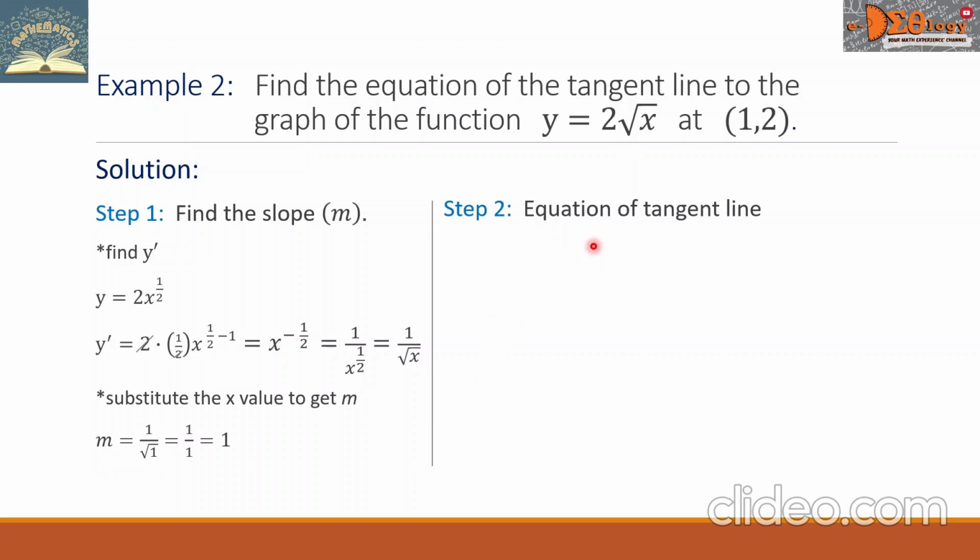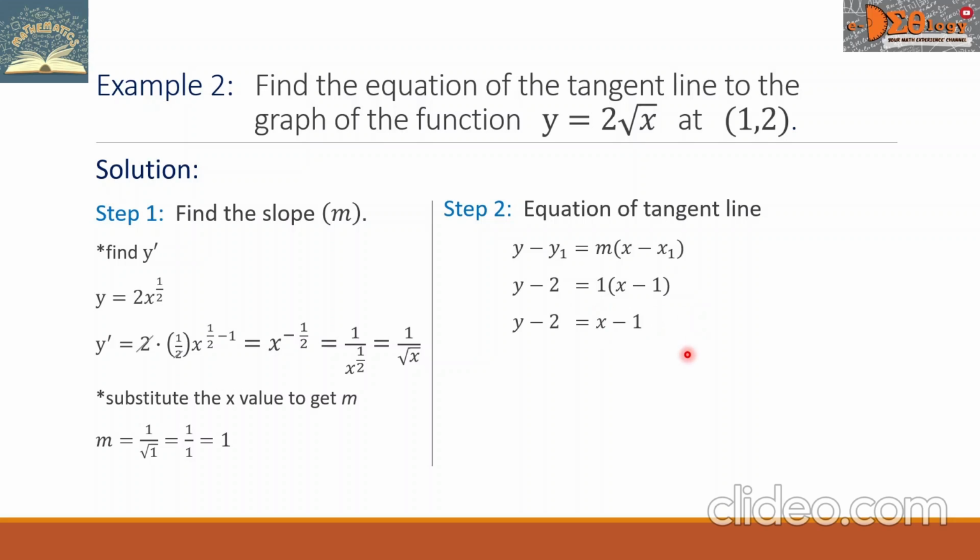Now step 2. For the equation of the tangent line, we're going to use our point slope form. Let us substitute the corresponding values. y sub 1 is the y coordinate here. The m is the value from step 1. And x sub 1 is our x coordinate. So we have y minus 2 equals 1 times the quantity x minus 1.